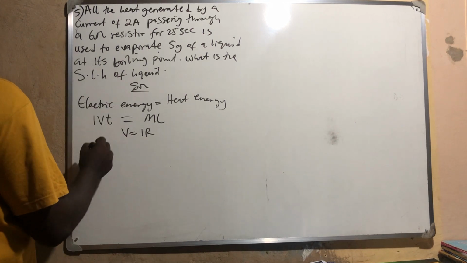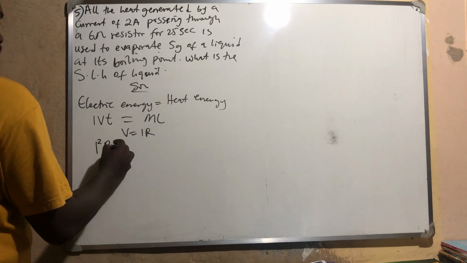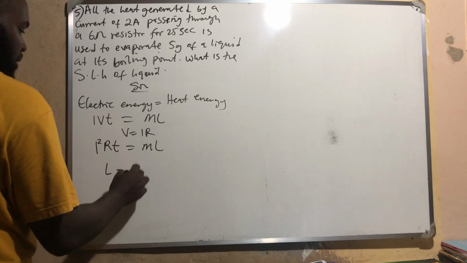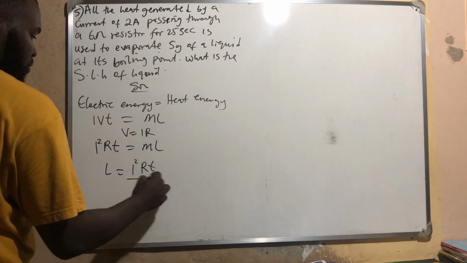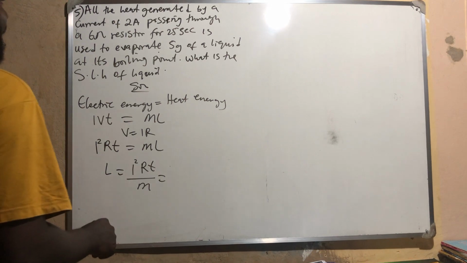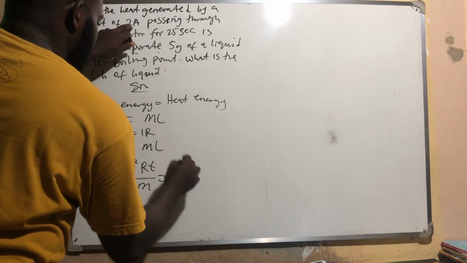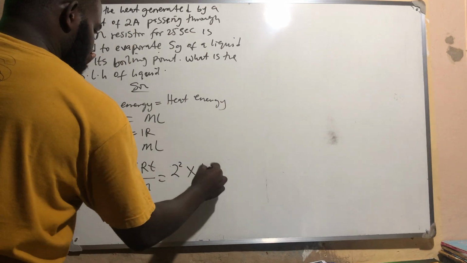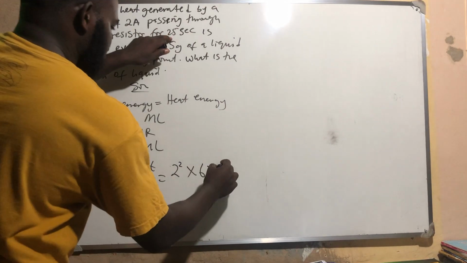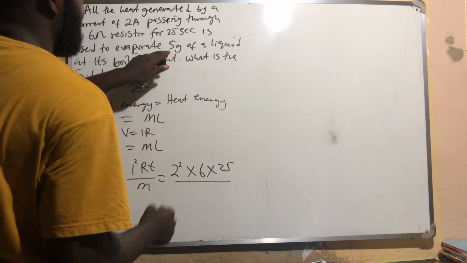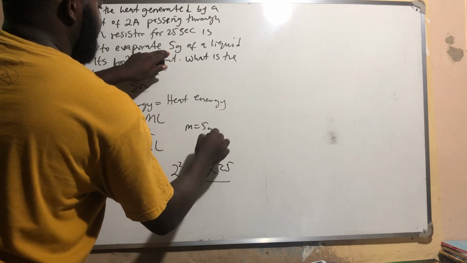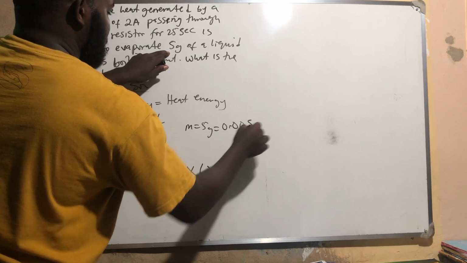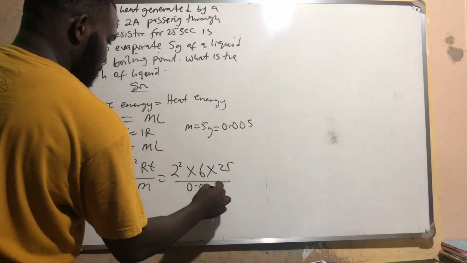Okay. So if I now put it, I'm going to have I squared R times my T is equal to my ML. So they're asking me L. My L will now be I squared RT over my M, which is what? My I is 2. So 2 squared, my current is 2, times my resistor 6 ohms, times my time 25 seconds, all over my mass, which is 5 gram, and 5 gram is 0.005.